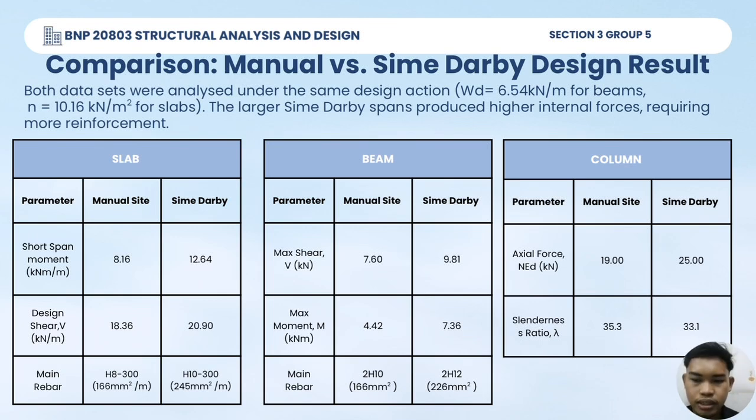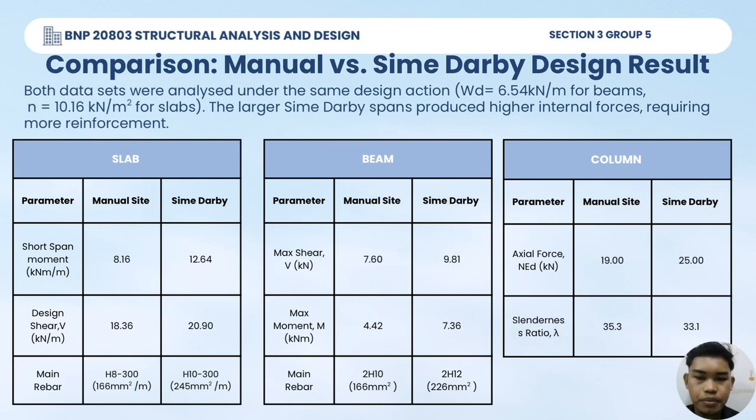And lastly is the main rebar. For the main rebar, on the manual side measurement we use H8 300, which is 166 mm square per meter, but for the standard B it is H10 300, 245 mm square per meter.